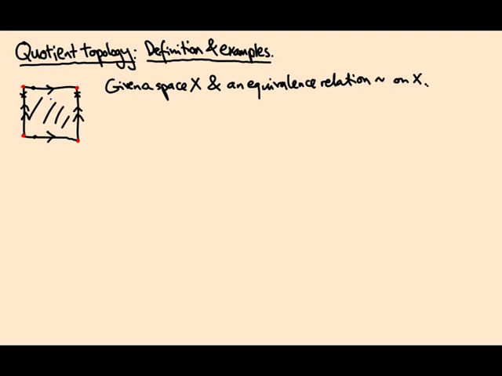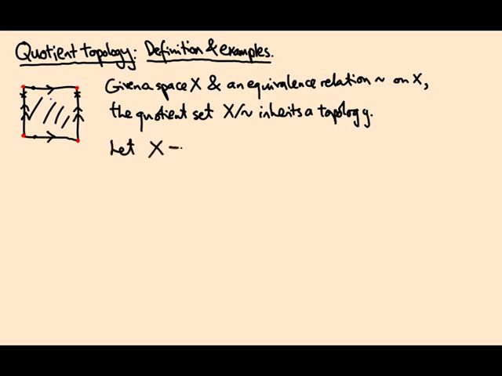So given a space and an equivalence relation, the quotient space, or the quotient set, in other words the set of equivalence classes, inherits a topology. And what is that topology? Well, let Q denote the map that sends a point in X to its equivalence class in the quotient. Then the quotient topology is defined to be the most refined topology on X mod tilde such that this map is continuous.